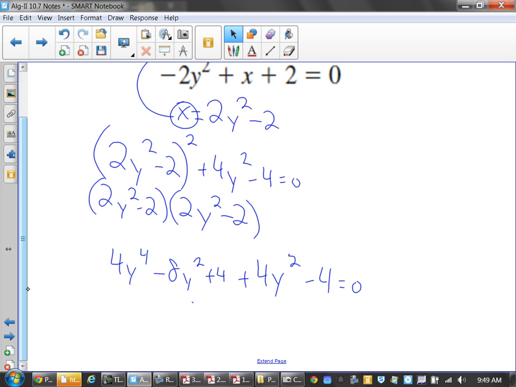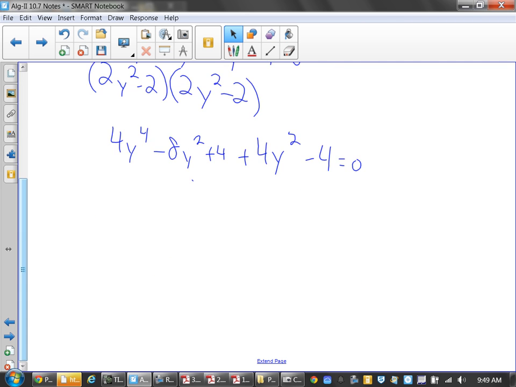Okay. So right now you're at something that looks pretty bad, doesn't it? Combine like terms. You okay with that? Okay. What's your first rule of factoring? Take out the GCF, right? Take out a 4y squared, and I'm left with y squared minus 1. Everybody okay with that?